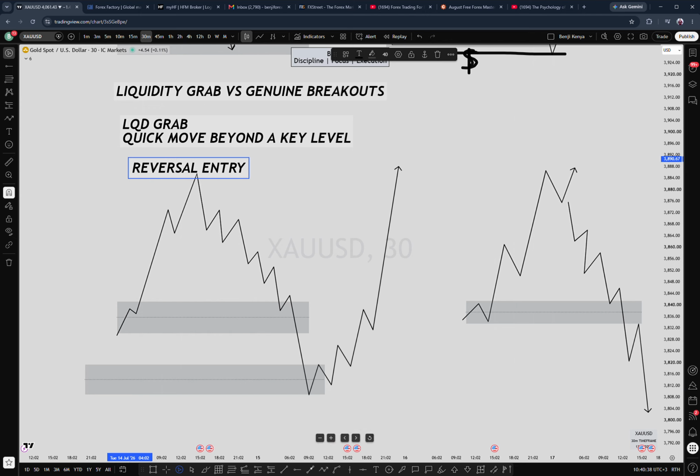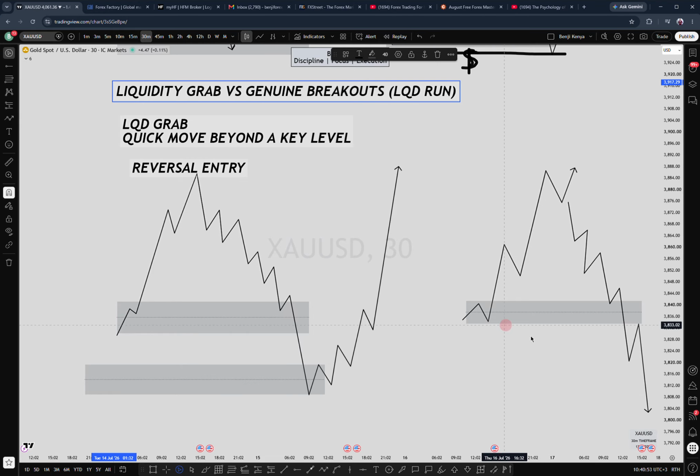and then for a complete breakout, or what we usually term as, let me just have it as a liquidity run, LQD run. So this is also quite important. Or LQD run, this is what we usually have. Okay, so we have a liquidity grab, then we have a liquidity run. A liquidity run is also a genuine breakout.